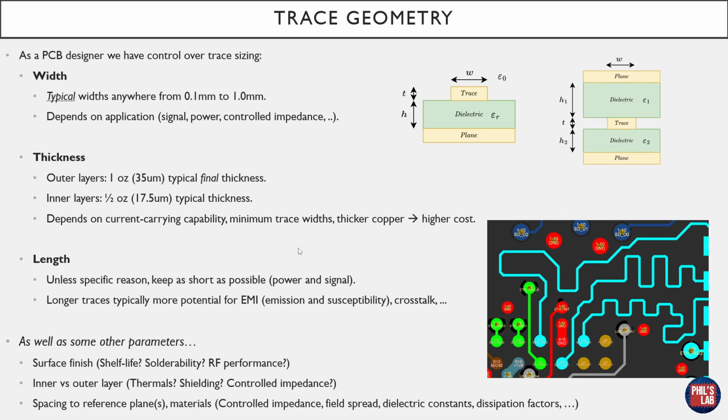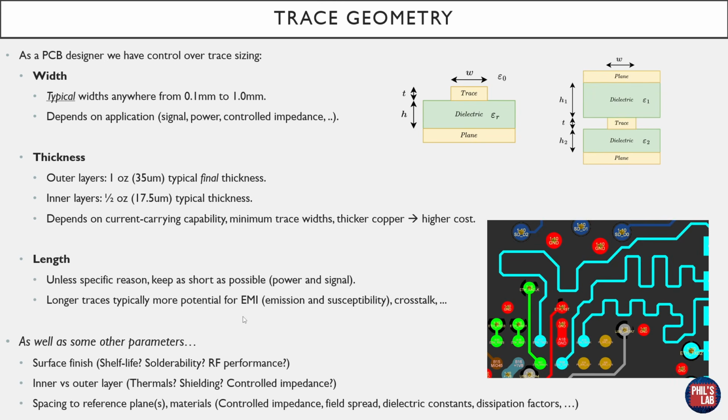There are, of course, also other parameters, such as the surface finish. For outer layers, you're not just going to have pure exposed copper. We'll have this plated with some sort of surface finish, for example ENIG, HASL, and so on. That will influence the shelf life, solderability, RF performance in certain cases, and so on. Again, we also need to decide between inner and outer layer. We might have benefits putting a trace on an outer layer in terms of thermals, but for an inner layer, we might get better shielding properties. It might depend on controlled impedance, what bandwidth our signals have, and so on.